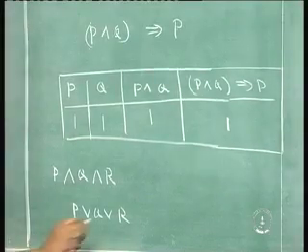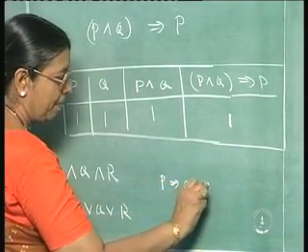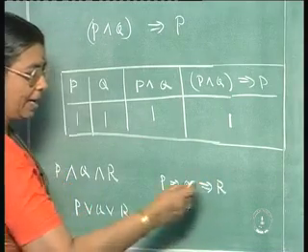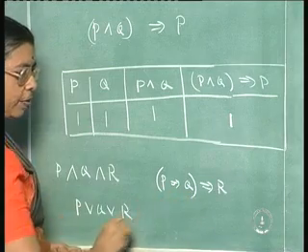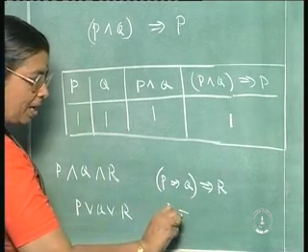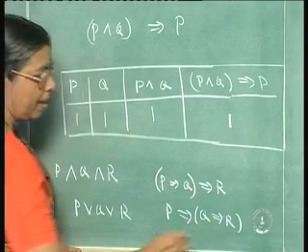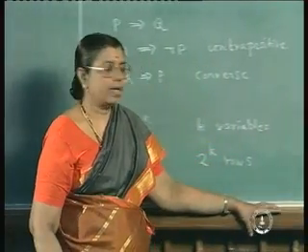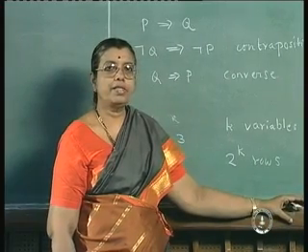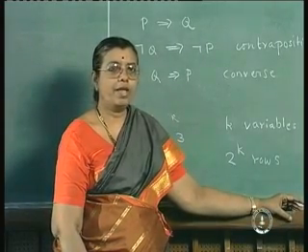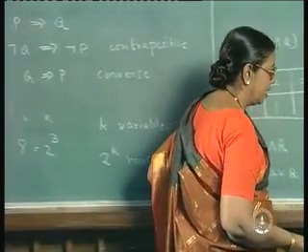But if you take P implies Q implies R, you cannot write like this. This is ambiguous. Do you mean (P implies Q) implies R, or do you mean P implies (Q implies R)? Implication operator is not associative, and we have to use proper parenthesis to represent what we mean. Let us see the tables for these two expressions.